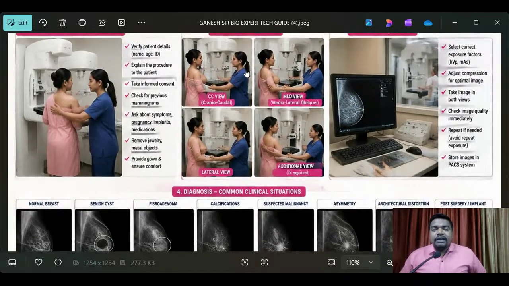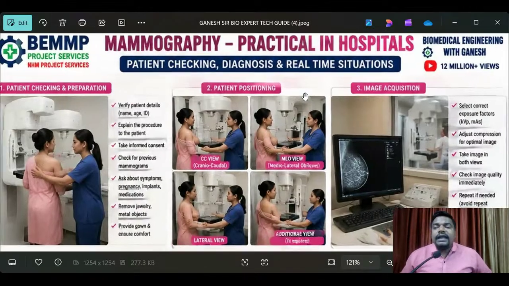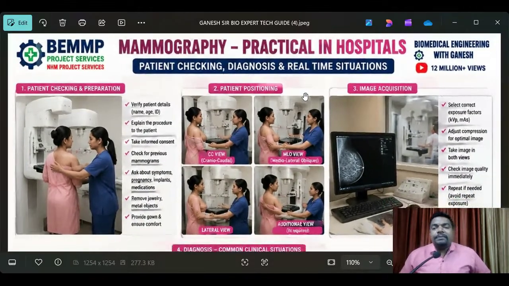Of course, now I have given 4 to 5 slide presentations here. See mammography's purpose in hospital, how it looks, how the key positions are, patient checking, diagnosis, and real-time situations. Take everything in a professional way, because we are the biomedical engineers providing technical services in society. So we have to take care in a responsible way.